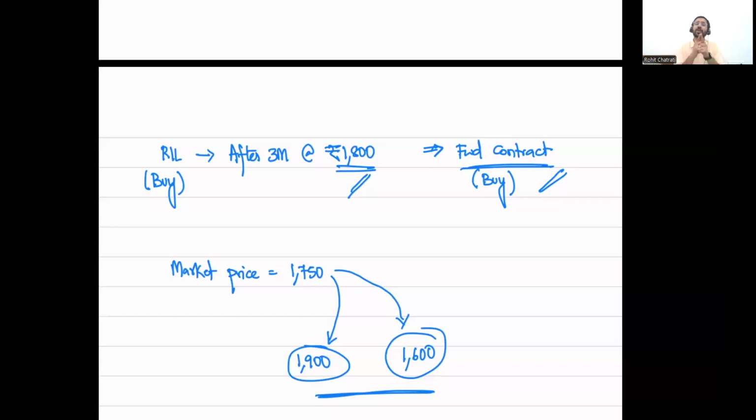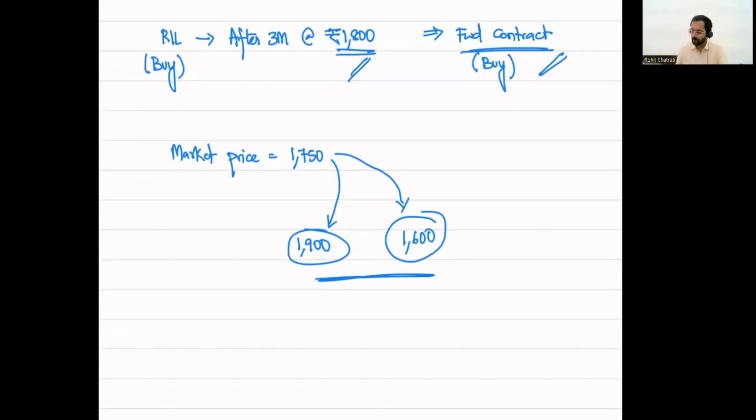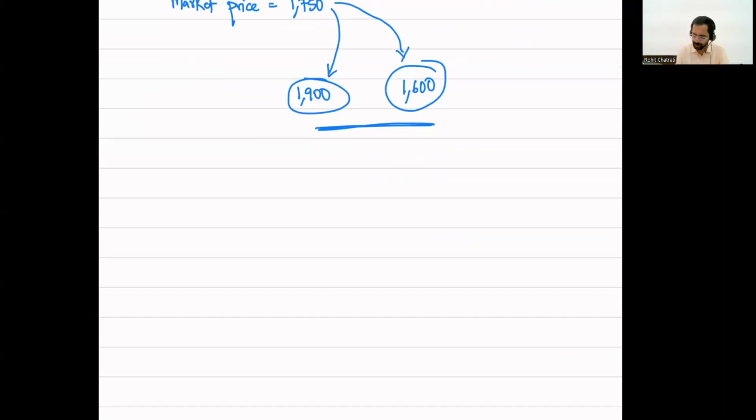The journal entry will be recorded directly at the time of settlement. Let us see what those journal entries actually are. Now over here, I took two scenarios. Scenario one is where the market price after 3 months is equal to rupees 1900. All right, let's say the market price after 3 months is equal to 1900.